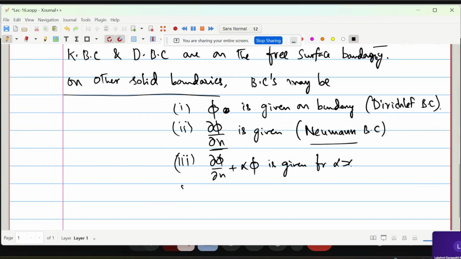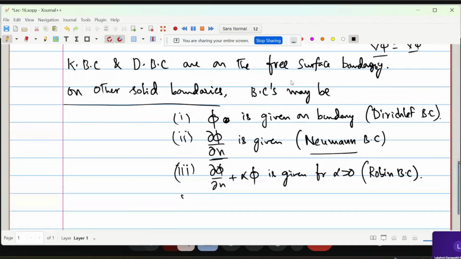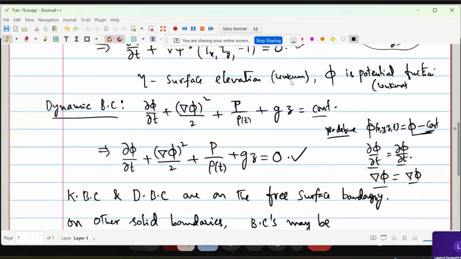For alpha strictly positive. Okay. This is called the Robin boundary condition. This is how you give it and try to solve this. You may think of this fluid problem as a water problem or whatever.